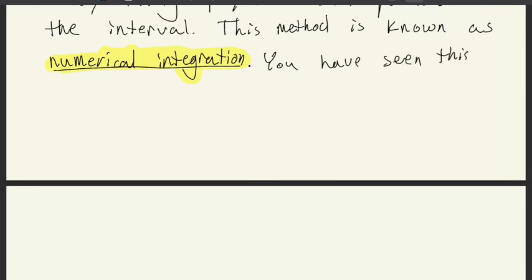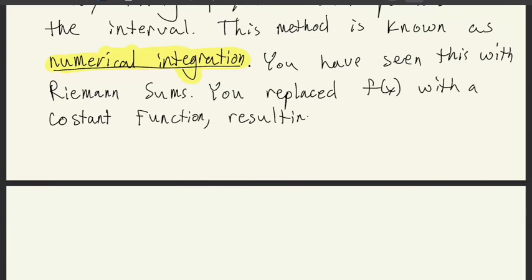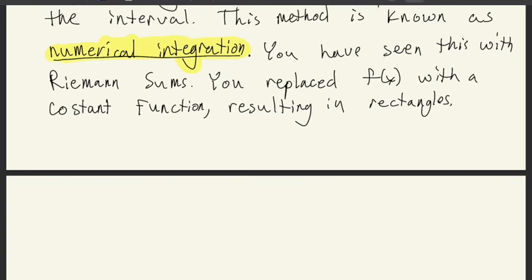So as I mentioned, you've seen this before. You've seen this with Riemann sums. So when I say you replace f of x with closely fitting polynomials, with Riemann sums, you replaced f of x with a constant function. And that's how you got rectangles. And this resulted in rectangles, as I just said.